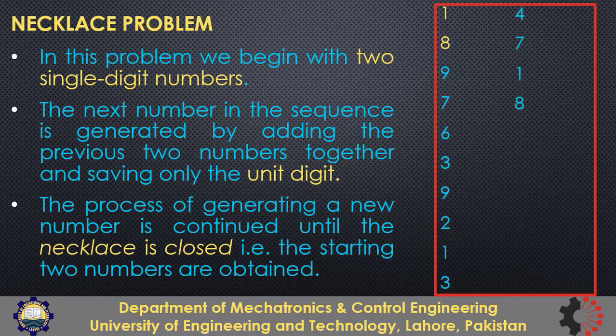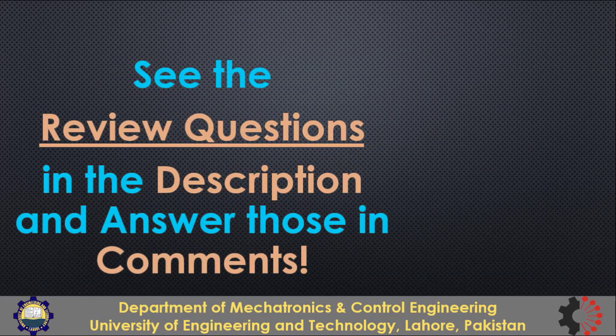Now see that we got 1 and 8, which are the numbers from where we started this process. We have to stop this process over here, and the total numbers generated in the sequence are known as the necklace length. So you have to display the sequence and you have to display the length of the necklace at the end. I would suggest you first solve the two questions which are related to the prime numbers so you get a good hold of the while loop, and then do this review question.